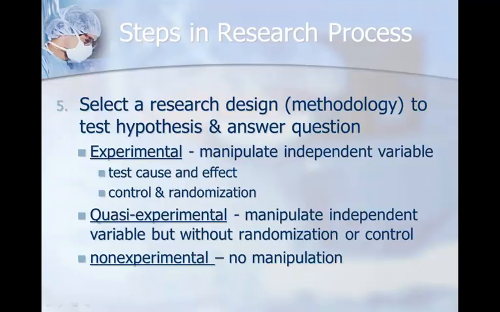Now our fifth research process is really to select a research design or a methodology, and that's to test the hypothesis and answer any questions. So there are three types of research design. The first is the experimental, in which the independent variable is manipulated by administering experimental treatment to some while withholding from others. So if we give a really easy example, let's say that we're working in a nursing home and we want to study the effects of prune juice.